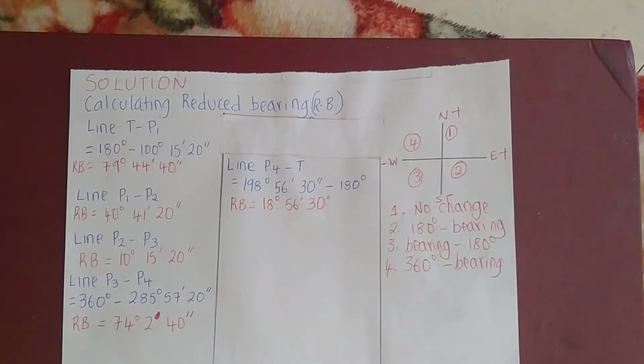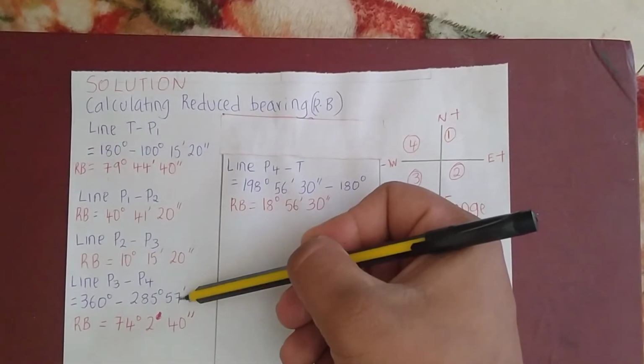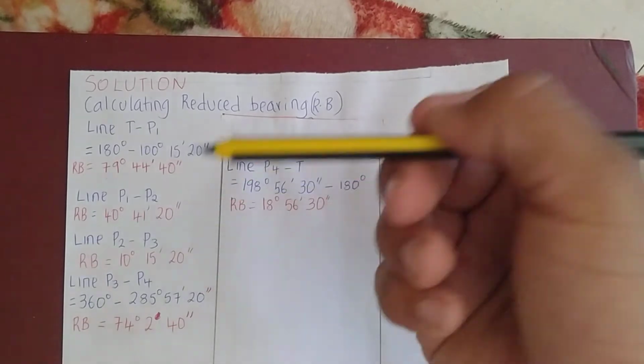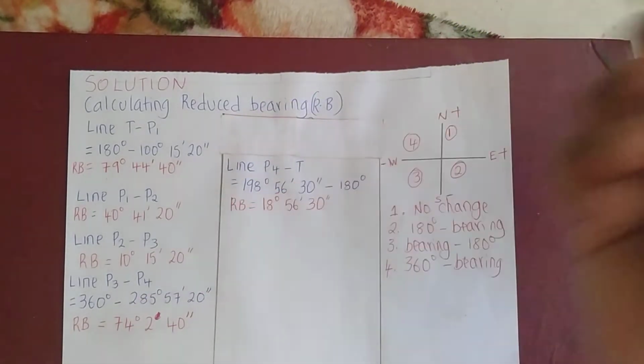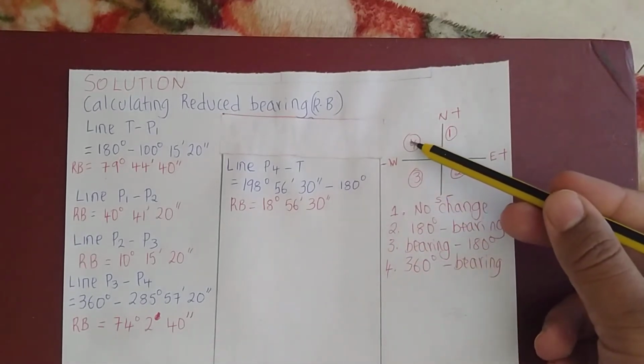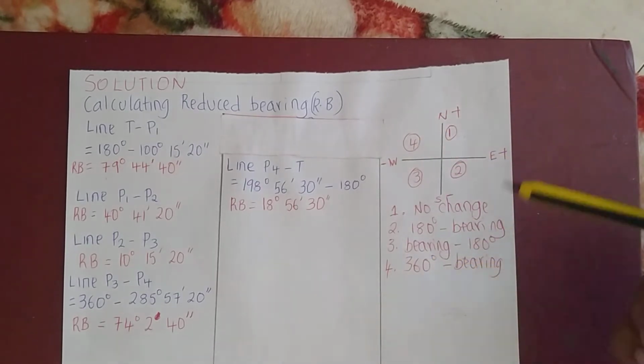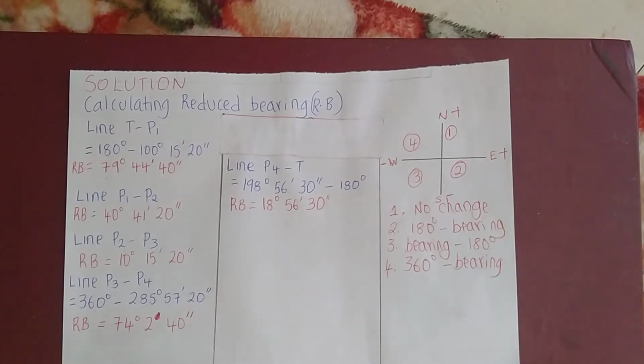For line P3P4, we are given a bearing of 285 degrees 57 minutes and 20 seconds. It falls in the fourth quadrant. For the fourth quadrant, if you want to get the reduced bearing, you take 360 degrees minus the bearing. I took 360 minus our bearing, and I got my reduced bearing as 74 degrees 2 minutes and 40 seconds.